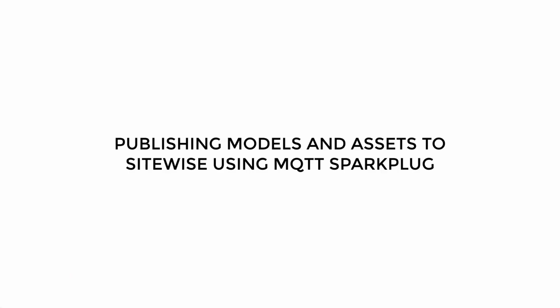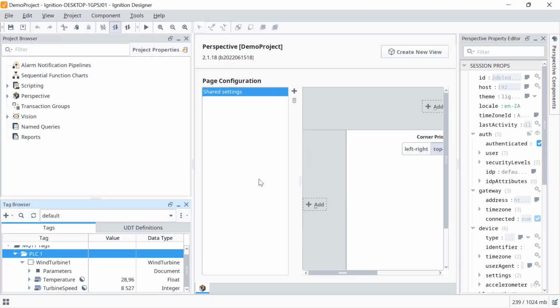To start publishing this information as Sparkplug messages, I need to configure my MQTT transmission module to point to my HiveMQ MQTT broker on AWS. To configure my MQTT transmission module with HiveMQ MQTT broker details, I need to go back to my Ignition Gateway web UI.